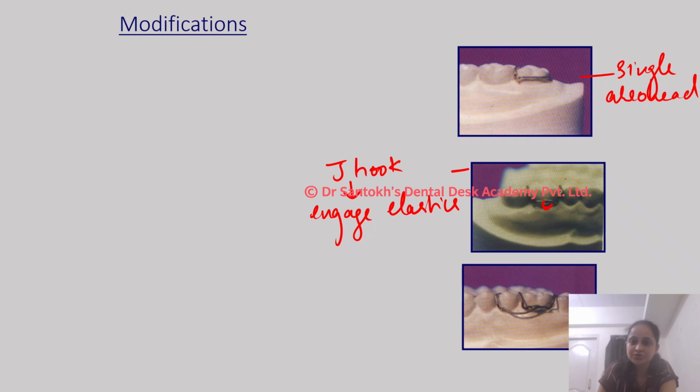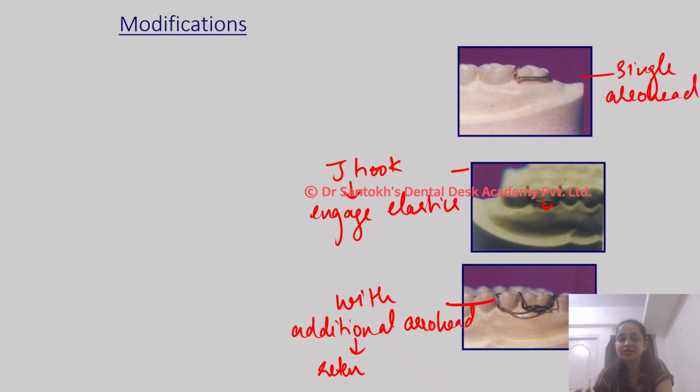Okay, so this is an Adams clasp with additional arrowhead. So this is used when more amount of retention is required. So these are the various modifications of Adams clasp.